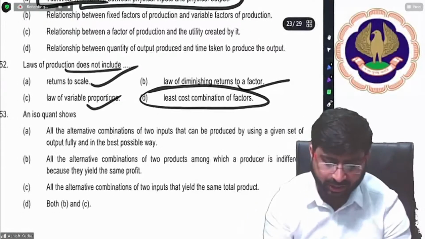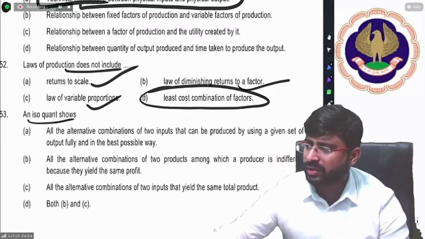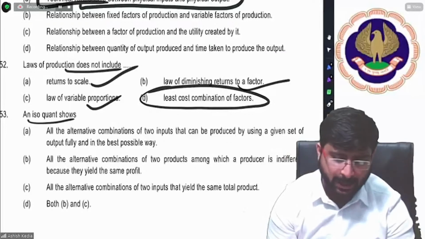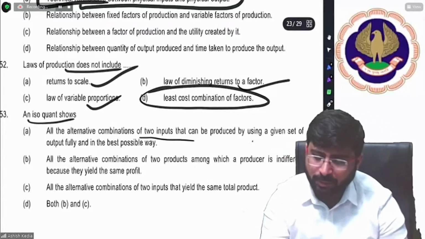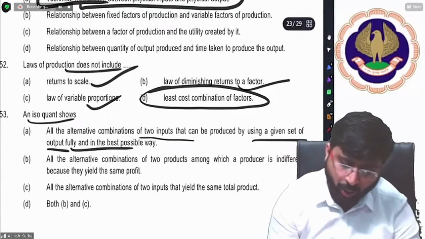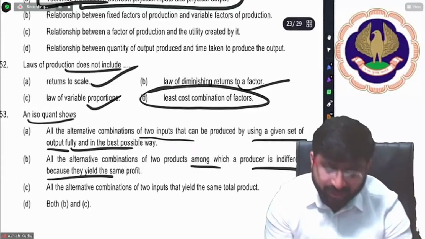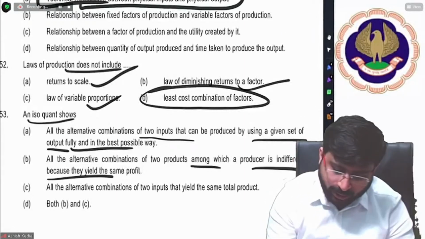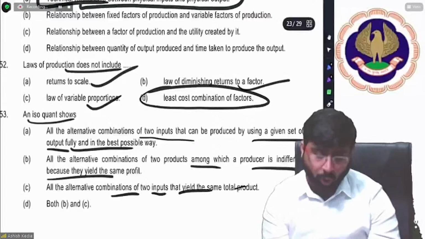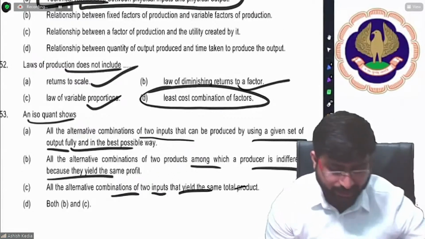Next, 53. What does an isoquant show? All combinations of two inputs that can be produced using a given set of outputs fully and in the best possible way; all the alternative combinations of two products among which a producer is indifferent because they yield the same profits; all the alternative combinations of two inputs that yield the same total product; or both B and C. What do you think is the correct answer?